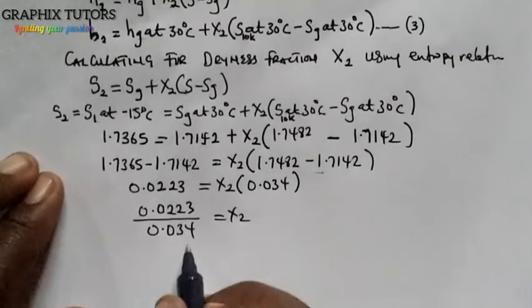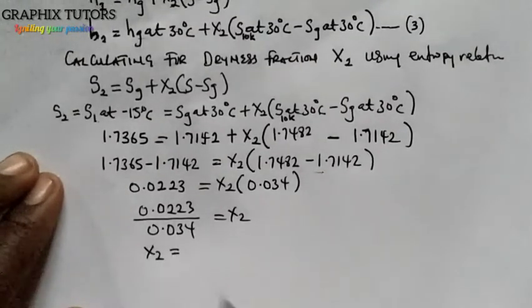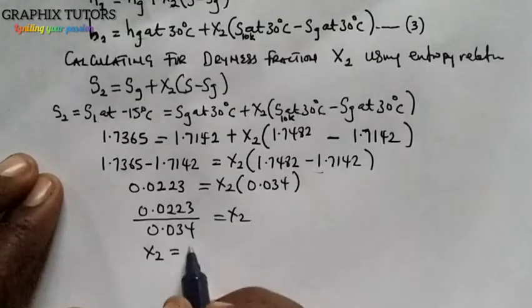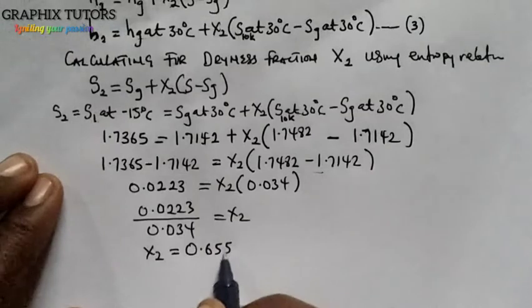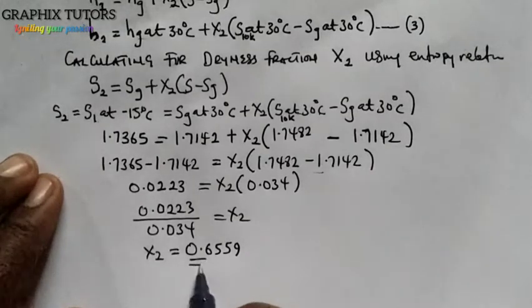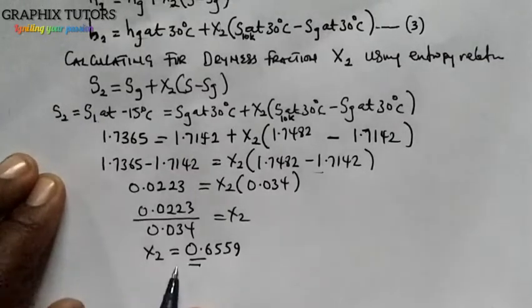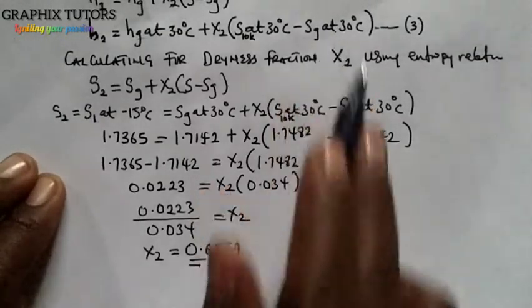So my S2 will now give me 0.0223 divided by 0.034, and that will give us 0.6558. We have 0.6559. Let me put it that way. The next fraction doesn't have any units. Now you substitute S2 into equation 3 to get your H2.